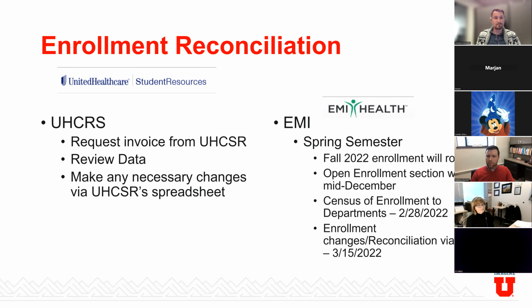For EMI, I have the dates for spring. So if you want to make sure you jot those down for those of you that do enrollment, EMI should be sending me a census for spring at the end of February. I will then send that out to you like I have in the past. And then you have until March 15th to make any changes. And I'm still in 2022, so please disregard the year. It should be 2023.